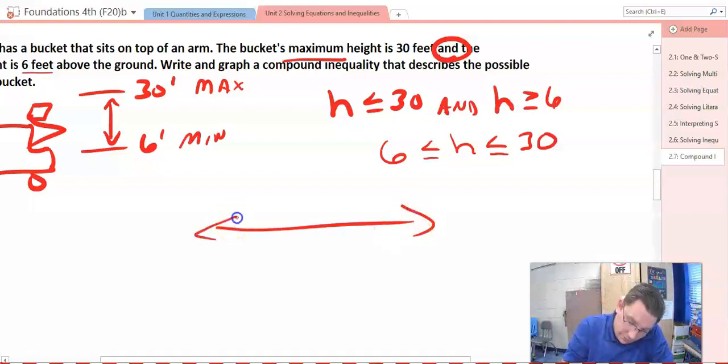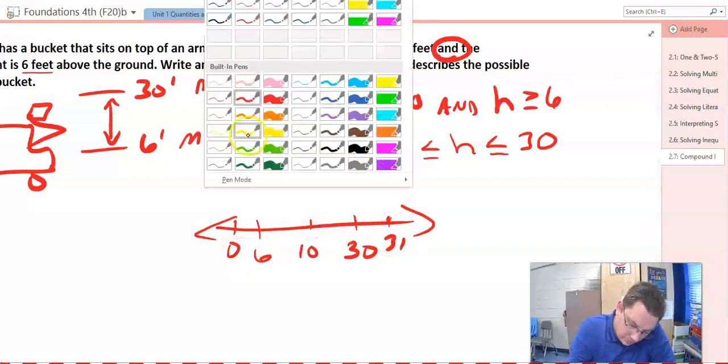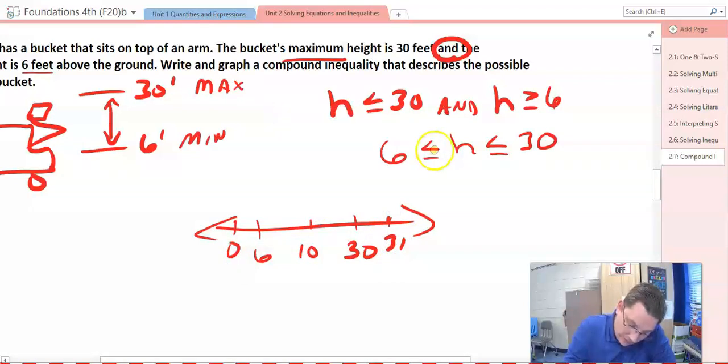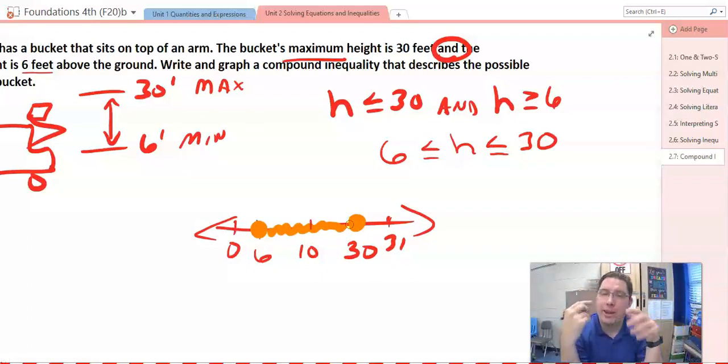And so drawing our number line, here's the 6, here's the 30, 0's to the left of 6, 10's in the middle, a lot of values in the middle here, and 31's to the right of 30, right? And so drawing this out, what do we have at 6? We're going to have a dot. At 30, we're going to have a dot, and my shading is in between, because the bucket can be any height between 6 feet and 30 feet. Okay? So again, pay attention to what statements are given, pay attention to the wording, like we talked about maximum or minimum, and then be able to graph that inequality.